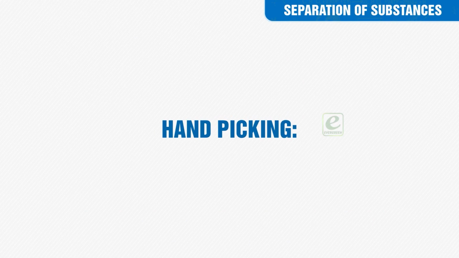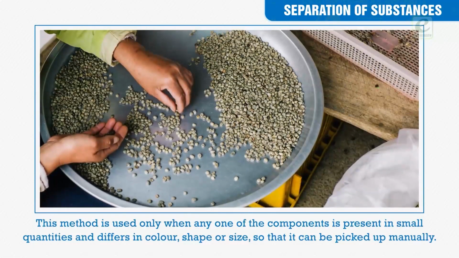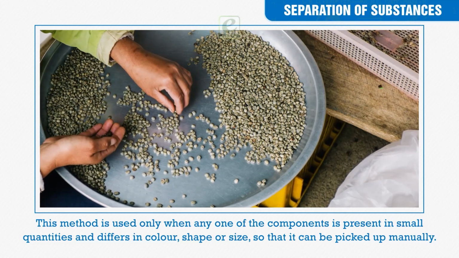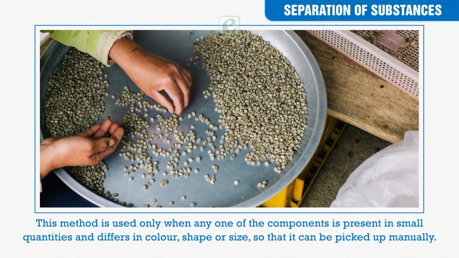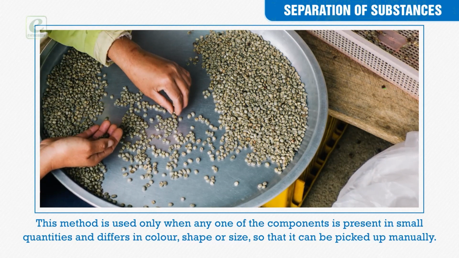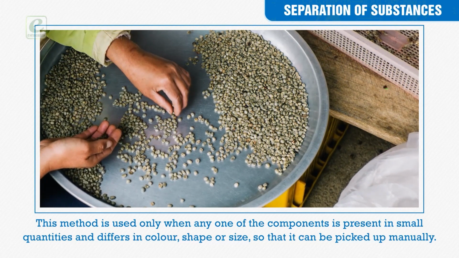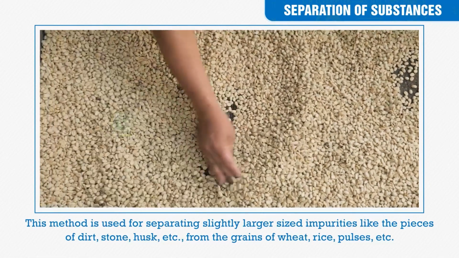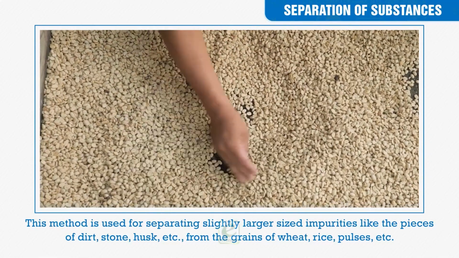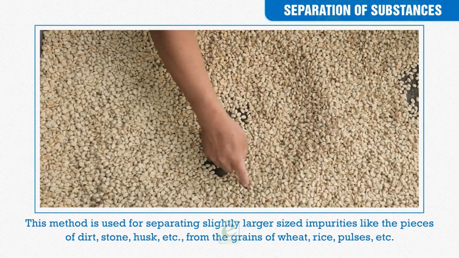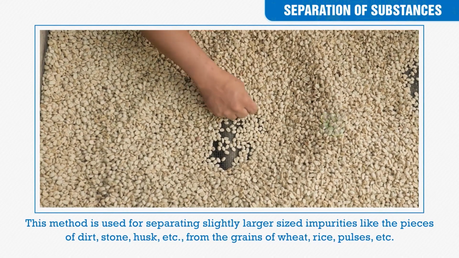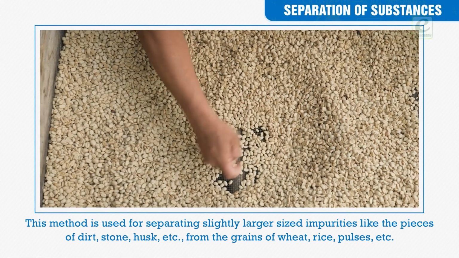Hand picking. This method is used only when any one of the components is present in small quantities and differs in color, shape, or size so that it can be picked up manually. This method is used for separating slightly larger sized impurities like the pieces of dirt, stone, husk, etc. from the grains of wheat, rice, pulses, etc.